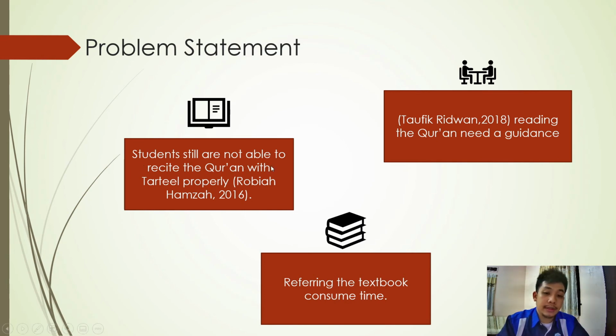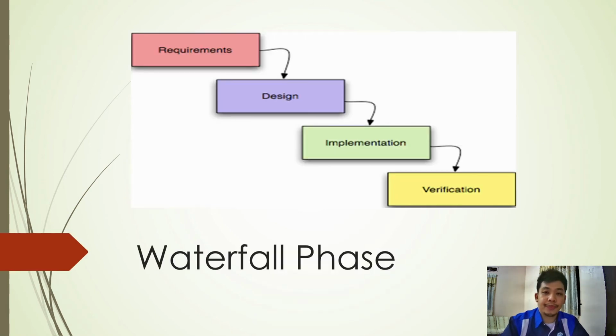Second is, students still are not able to recite the Quran with Tajwid properly. Refer to Borobia Hamzah 2016. Which means students nowadays lack knowledge of the Tajwid. This application will help them to attract their interest to learn the Tajwid more. So the third one is referring to the textbook consumes time. Obviously, if we use the application, we want to learn something, it's faster than if we refer to the textbook.